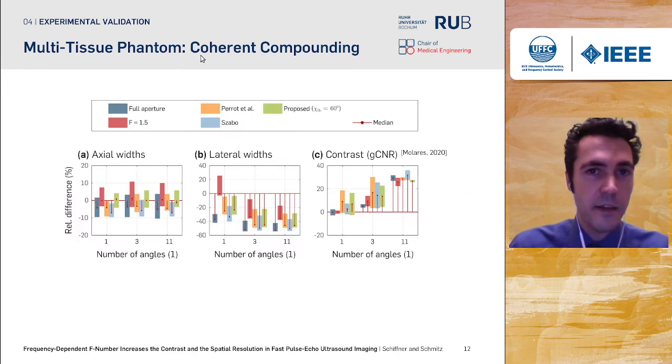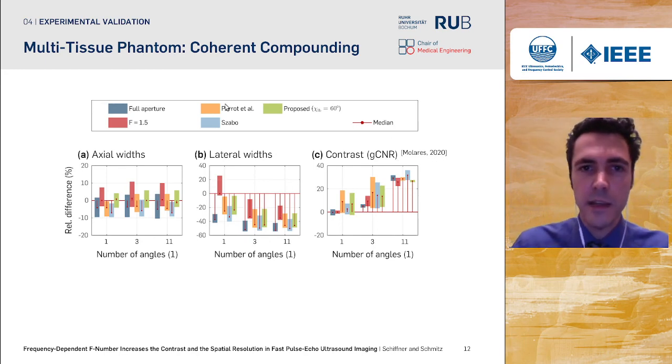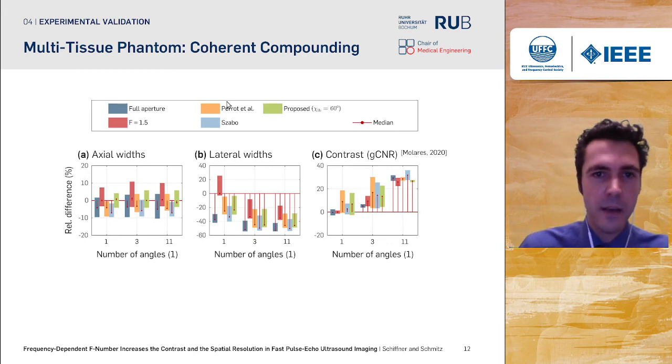To investigate the effect of the coherent compounding, we computed the axial widths, the lateral widths of the wire targets, and the contrast, specifically the generalized contrast-to-noise ratio of the anechoic regions. Again, we show median values and the interquartile ranges.